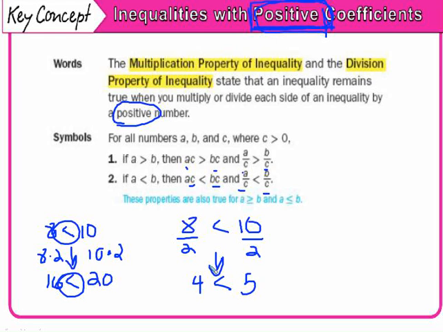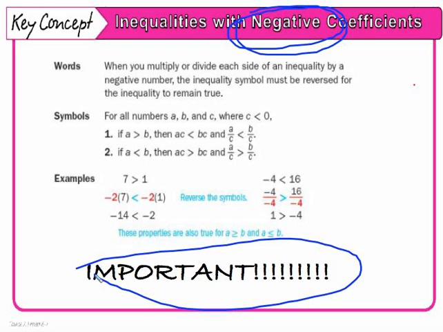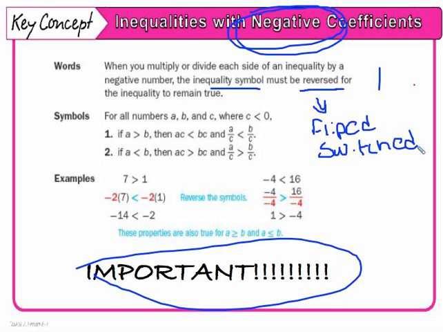Okay? So let's talk about what this looks like for negative coefficients. This one is going to be really important for us to focus on. When you multiply or divide each side of an inequality by a negative number, the inequality symbol must be reversed for the inequality to remain true. That word reversed, we can replace it with flipped or switched, whatever terminology is easier for you.